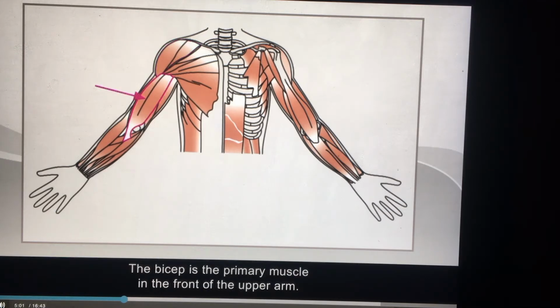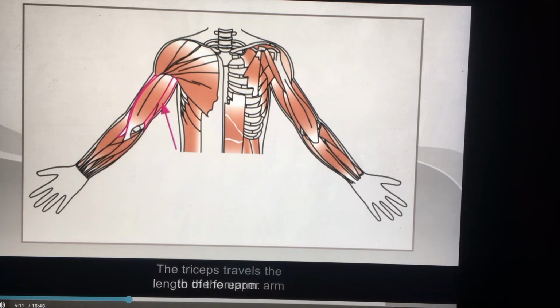The bicep is the primary muscle in the front of the upper arm. It raises the forearm, bends the elbow, and turns the palm of the hand down. The tricep travels the length of the upper arm to the forearm. This muscle controls forward movement of the forearm.